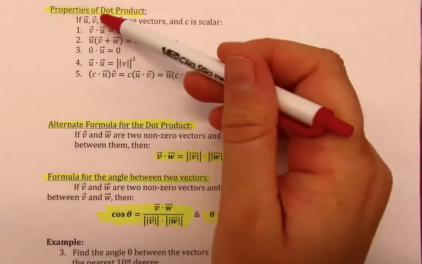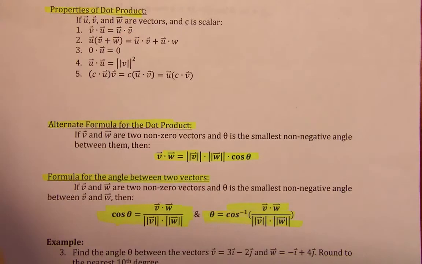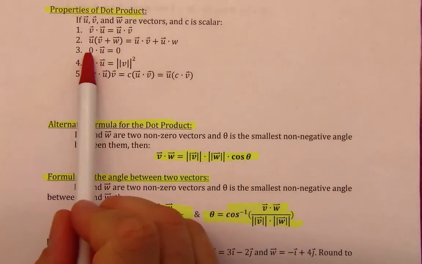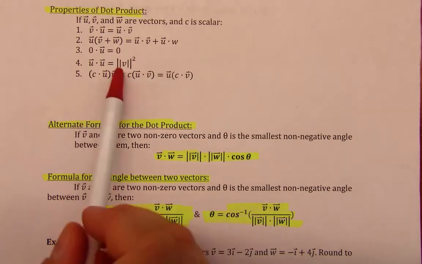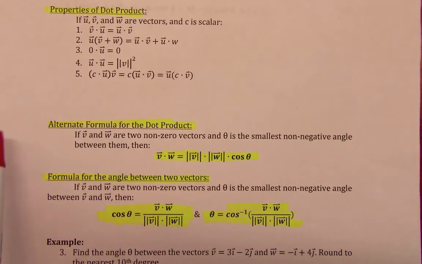Okay. So let's go ahead and look down the rest of this. Now, these are things that are kind of intuitive, just we can flip the order and we still get the same thing. We can distribute, that's fine. Multiplying times 0 gives us 0, or doing the dot product with 0. And then with itself, the magnitude squared. And then with a constant, we can distribute that in there.